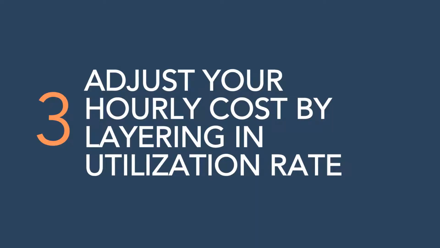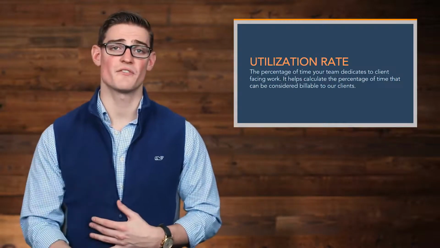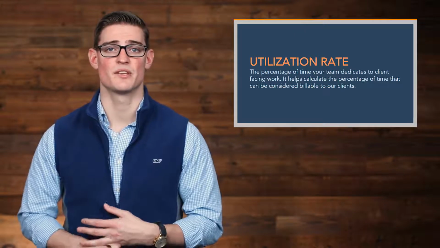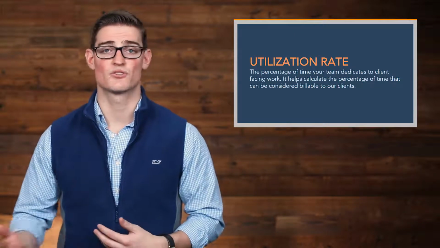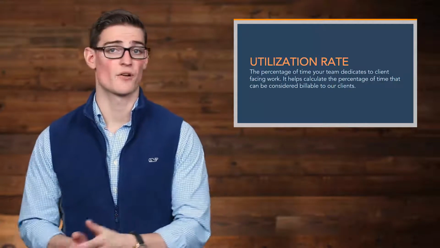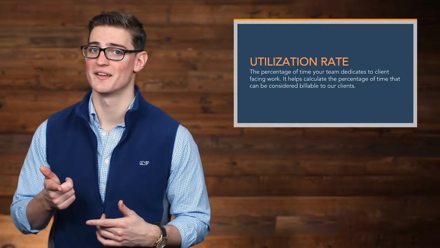Step 3. Adjust this hourly cost by layering in your team's utilization rate. Utilization rate is the percentage of time your team dedicates to client-facing work. Yes, your team is in the office all day, but some of their time is being used for administrative tasks, checking and responding to email, contributing to internal projects, creating content for your agency, or maybe continued learning through HubSpot Academy.